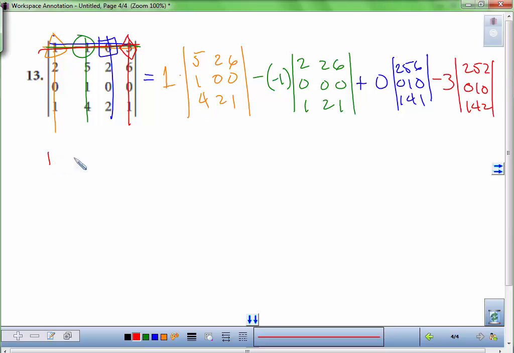So I have 1 times the determinant of a 3 by 3 matrix. Now if I want the determinant of this 3 by 3 matrix, I'm going to need to expand again. So I'm really going to do this, huh? So I have 5 times the determinant now of a 2 by 2 matrix. I got 0, 0, 2, 1.